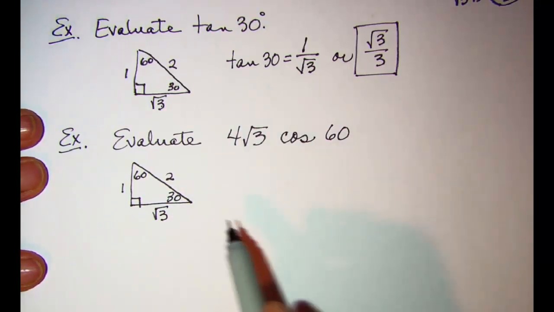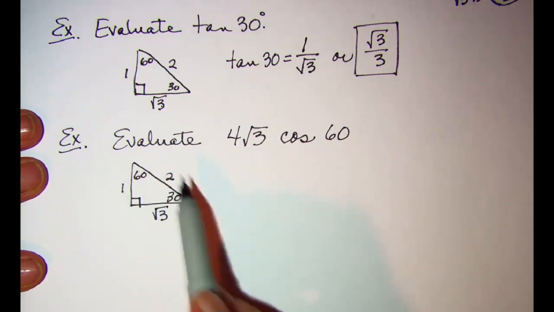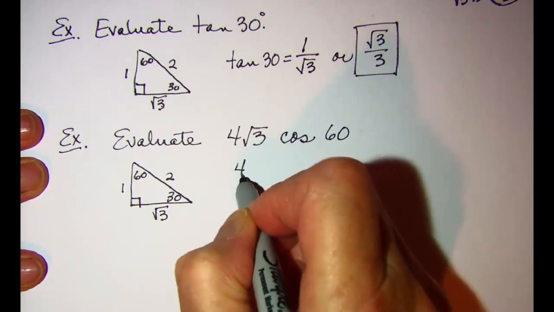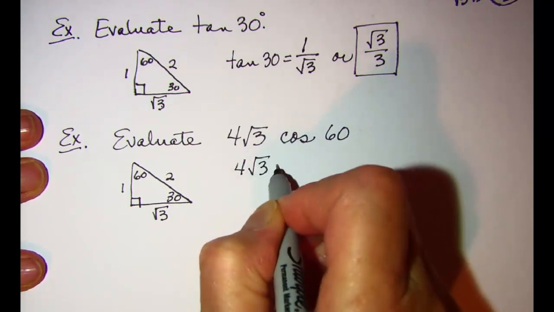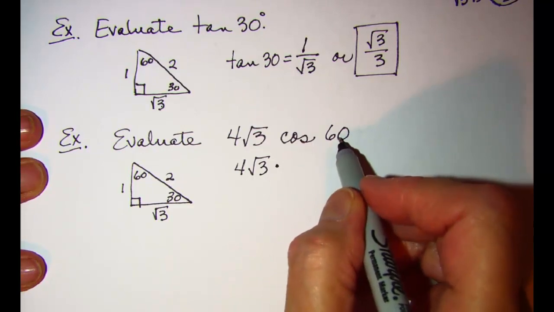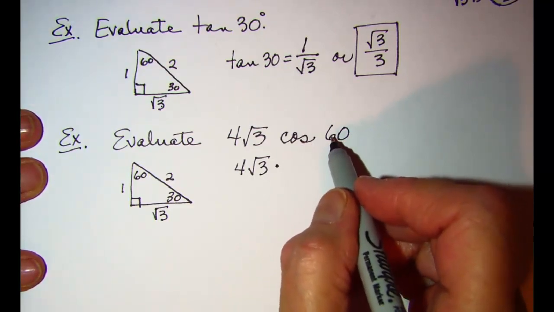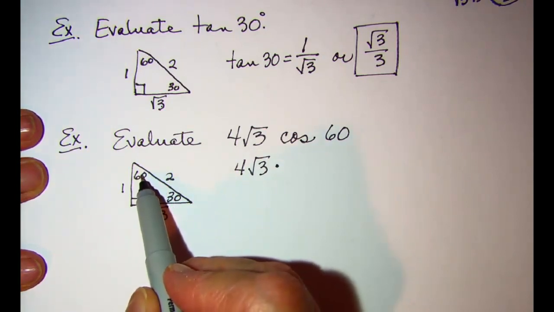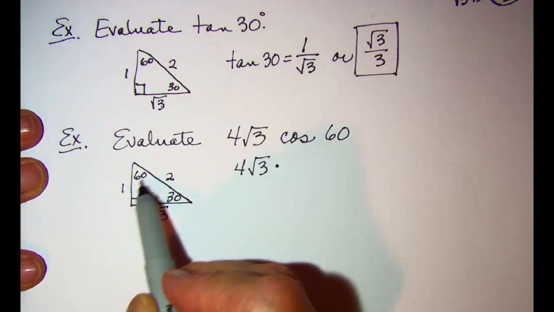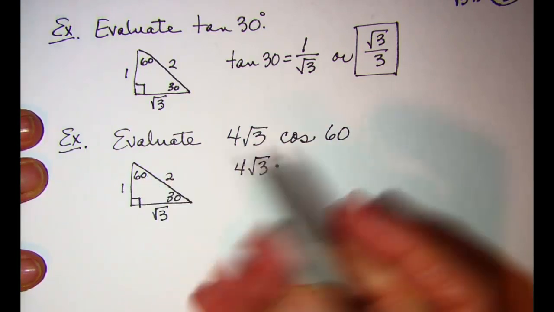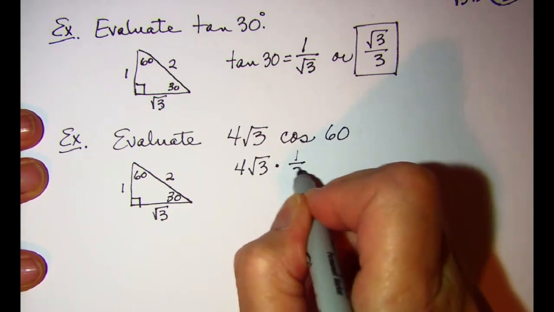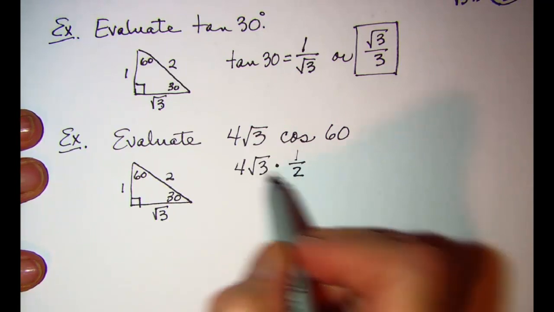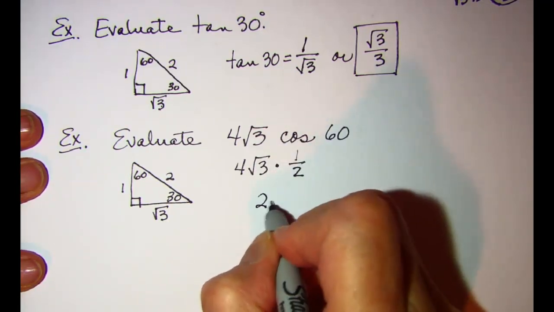Then once I have those values, those basic ratios down on my paper, then I can just use that. This is 4 root 3 times the cosine of 60. Cosine is defined as adjacent over hypotenuse. Well, here's my 60 degree angle. So my adjacent side is the 1, and my hypotenuse is 2. So cosine of 60 is 1/2. Now if we take half of 4 root 3, we get 2 root 3.